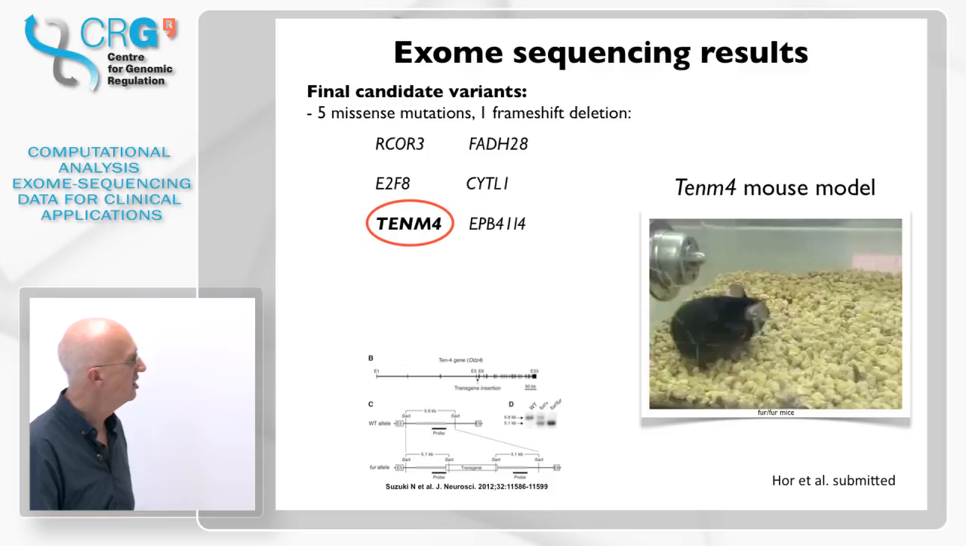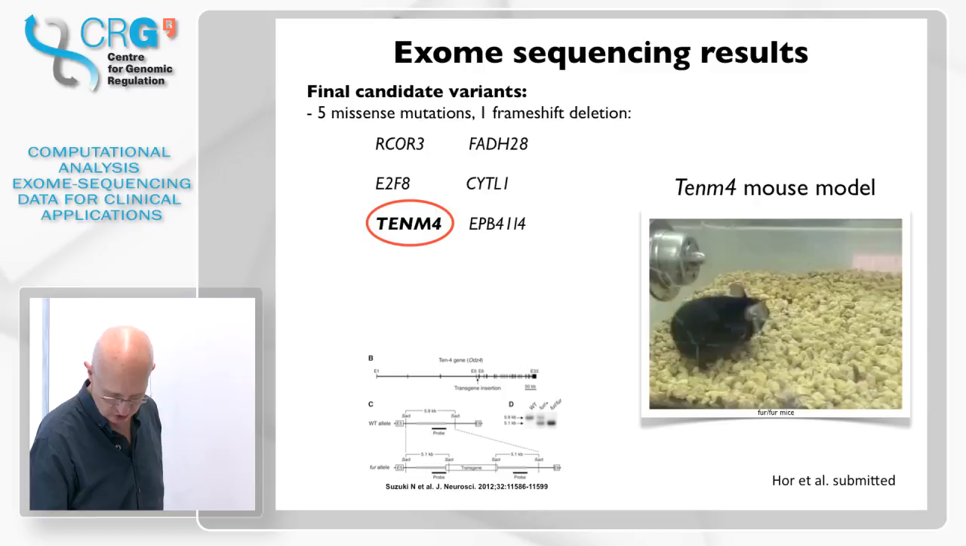But in fact, it was this one in which we found a missense mutation present in this gene, which when disrupted leads to this phenotype that you see in the mice. This is a knockout model that was generated to study multiple sclerosis, because it is a gene involved in the myelinization of the small diameter axons in the central nervous system. And this was really a very nice candidate.